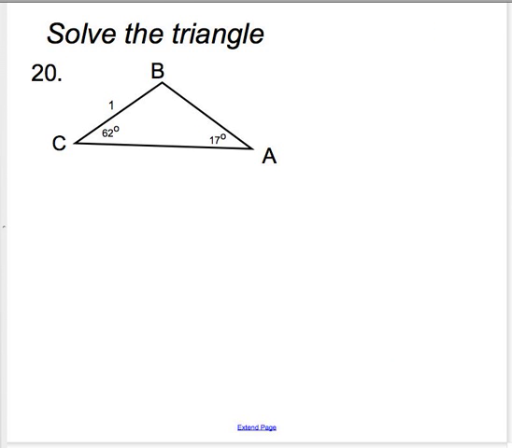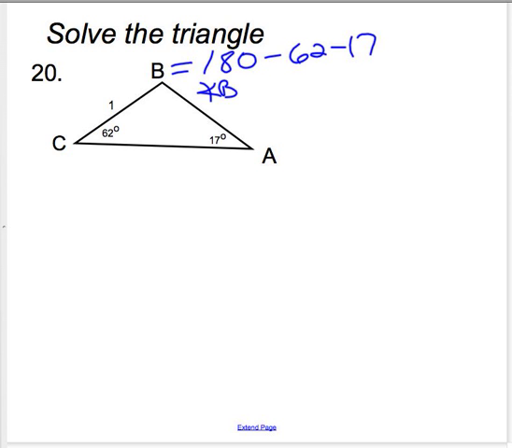Second question we're going to look at is question number 20. Question number 20 says, solve the triangle. Solve the triangle means find all the angles and all the side lengths. Well, if I take a look at my triangle, they gave me a 62 and a 17-degree angle. I can find angle B without too much pain. Angle B will be equal to 180 degrees minus the 62 minus the 17.